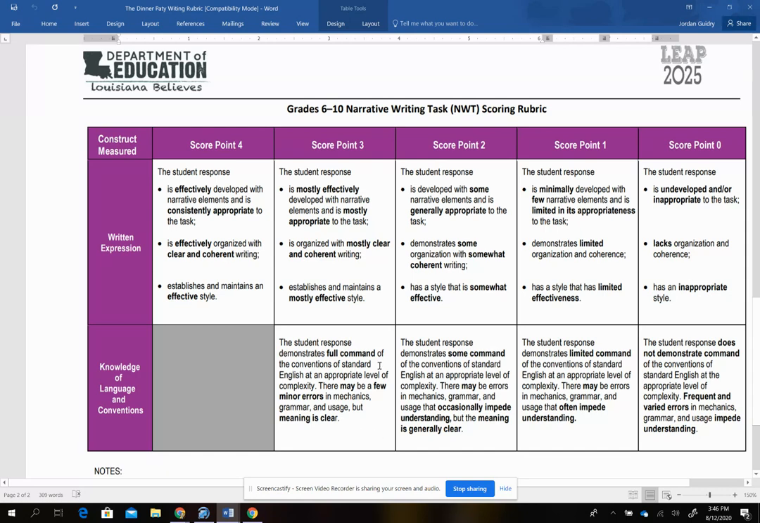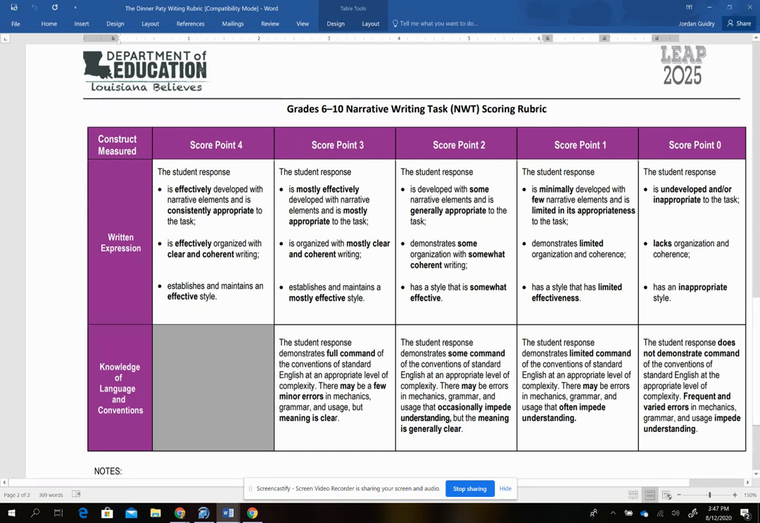And then for grammar, the highest you can get for your grammar is the score of a 3. So the student response demonstrates full command of the conventions of standard English at an appropriate level and complexity. There may be a few minor errors in mechanics, grammar, and usage, but your meaning is clear. So here it's going to say, have you actually gone over and proofed your paper? Have you gotten someone else to proof it for you? Do you have the correct punctuation? Do you have very few spelling errors? Did you get the right "to," "too," and "two" when you're typing? Things like that are really going to pay off for your overall score.